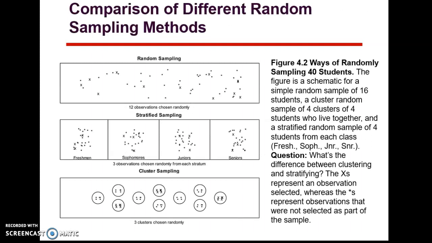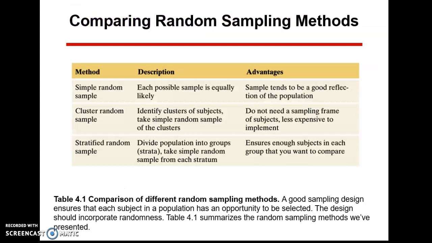So here they're showing 12 observations chosen randomly from the general population. That's the top rectangle. Now they've split that into freshmen, sophomores, juniors, and seniors, and they picked 3 from each one. And the little X's that you see in there are the ones they picked. So they got 12 observations total each time, but they did it in 2 different ways. On the bottom one, they actually have clusters within the school, and they've picked 3 clusters, and from each cluster picked 4. So in all 3 cases, they have 12 observations total. So you can pause this and look at the comparison, advantages, etc.